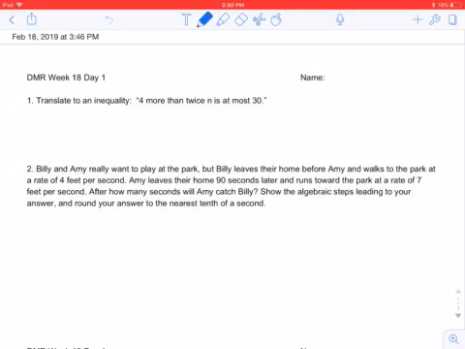All right, let's start with number 1. Translate to an inequality. 4 more than twice n is at most 30. So this is an inequality. 4 more means we need to add 4 to something. 4 more than what? Twice n.